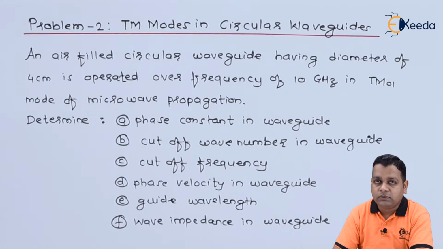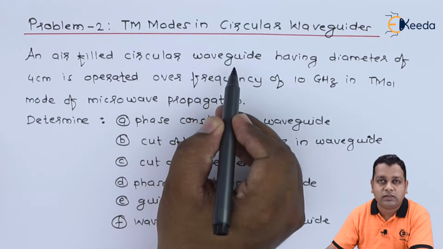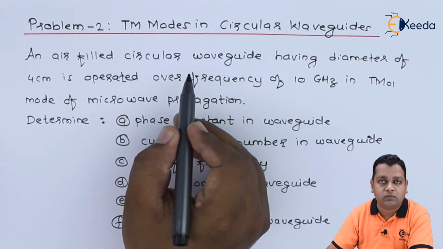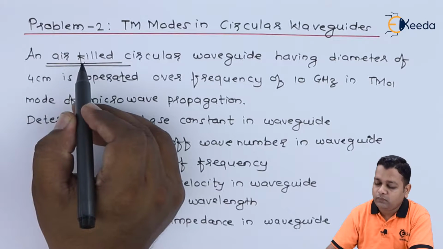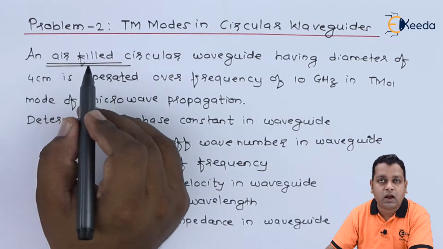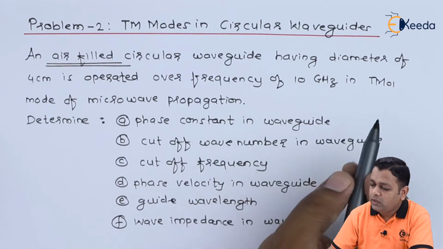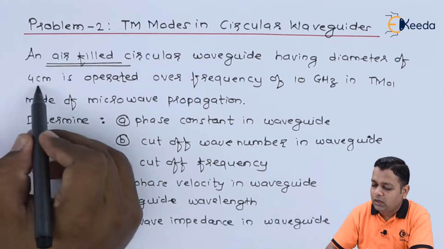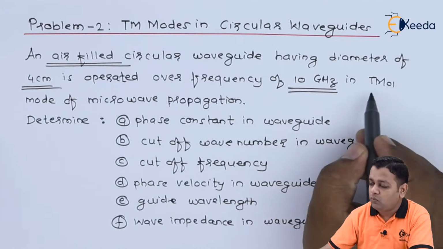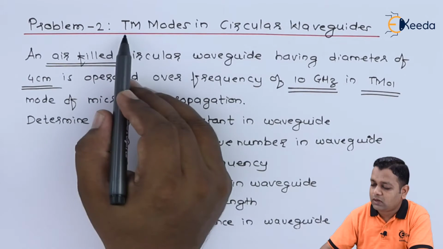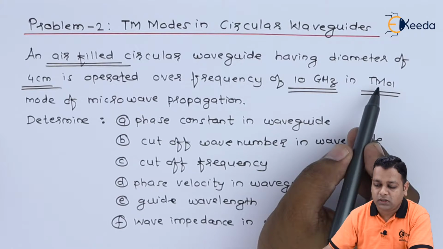So reading the problem statement, we come to know that it is a circular waveguide, and inside the hollow cavity of the circular waveguide we have air. So corresponding to the air we can have the permittivity and permeability values, the constant ones we know here. Next to that we are provided the diameter value, the operating frequency, and the mode of propagation, that it is transverse magnetic, with 01 as the subscript here.